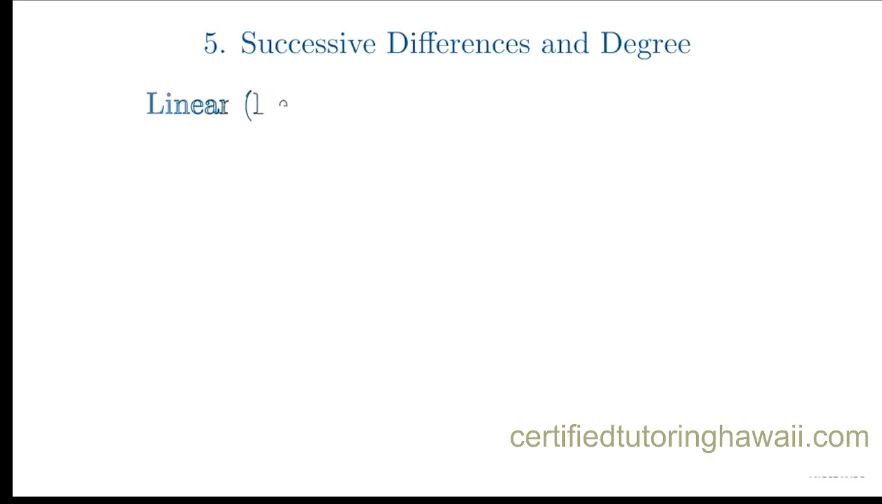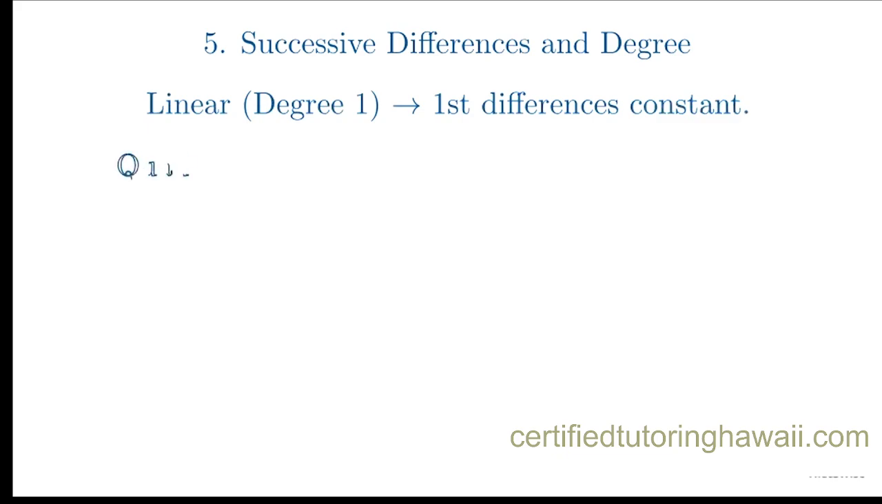Next up is a concept that connects a polynomial's degree to patterns in its sequence of values, successive differences. Imagine a table of values for a polynomial function. We can find a relationship between the x values and the polynomial's degree by looking at the differences between the y values. For a linear function, which has a degree of 1, the first differences of the y values are constant.